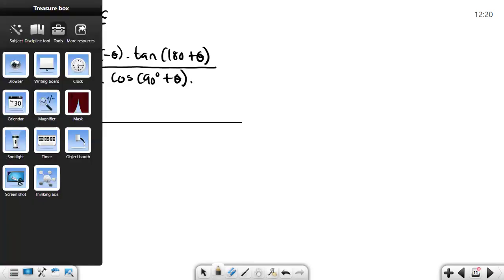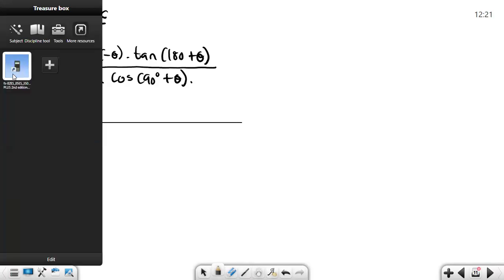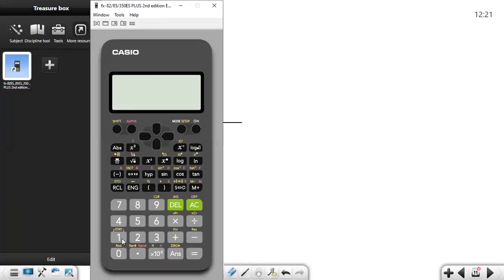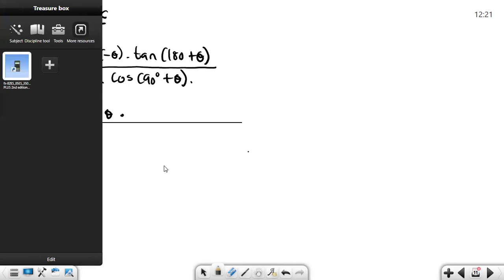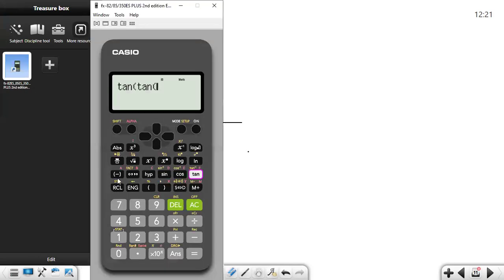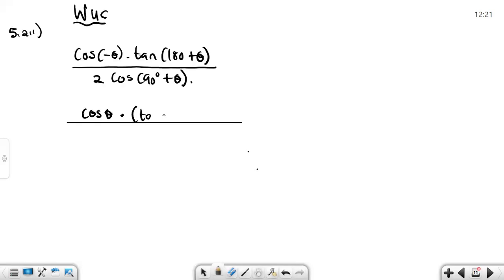I just want to show you that it's just a calculator. Cos negative 1. The answer is positive. That is positive cos theta. Multiply by sine. Tan 180 plus theta has to be positive, but I'm going to use a calculator. I'm going to replace theta with 1. Don't forget, that is positive. Multiply by tan theta over 2.